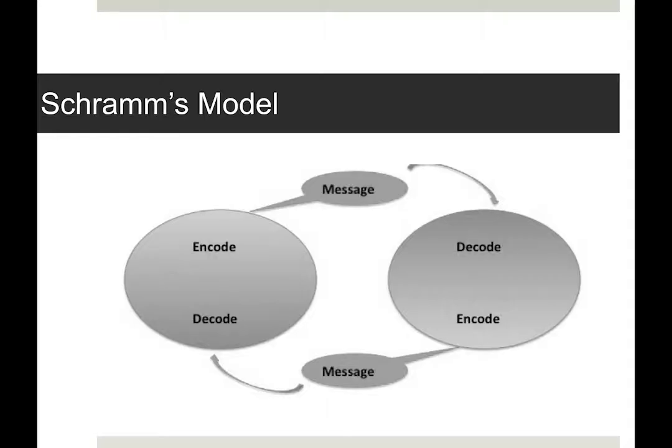The first one, by Schramm, has basically two people. One person sends a message. Now what we do to send a message, we have to encode it or put it into a code. In this case, I'm putting it into English. So I'm communicating or encoding this into English for you. That message goes to you, you receive it. You have to decode it, you have to understand what I'm saying. So that's the decoding part. So you would then encode it and send it back to me. So we see this sort of cycle of information.